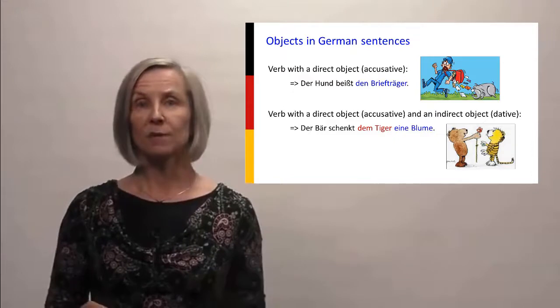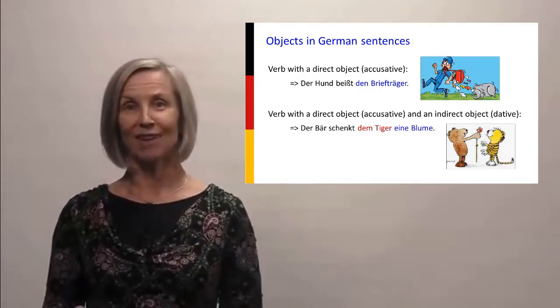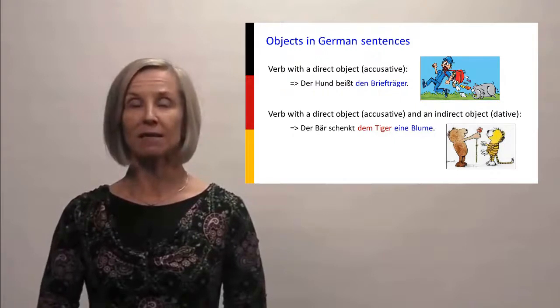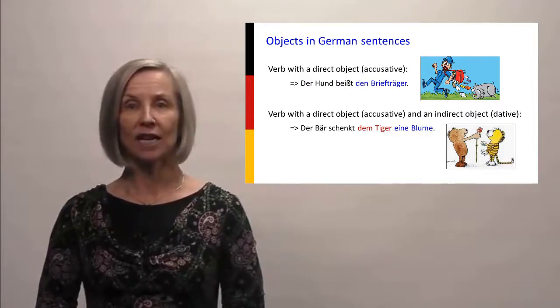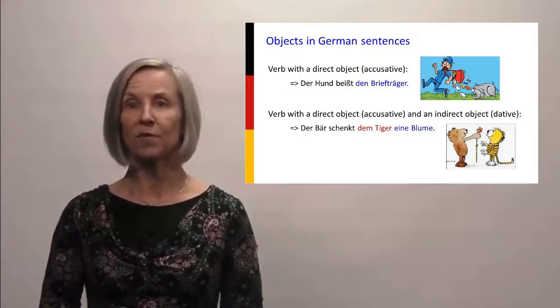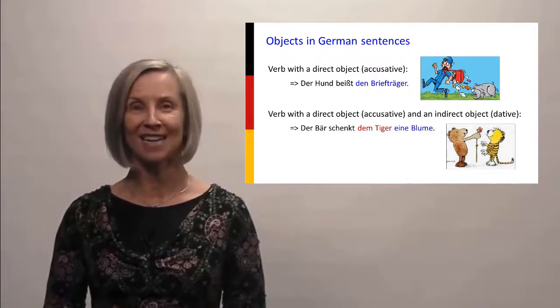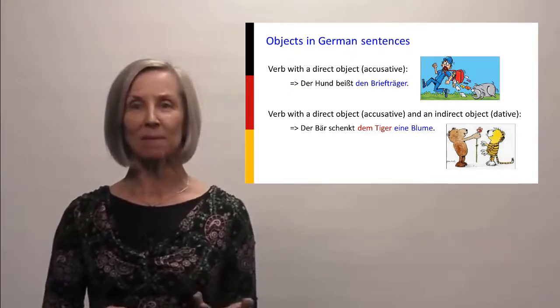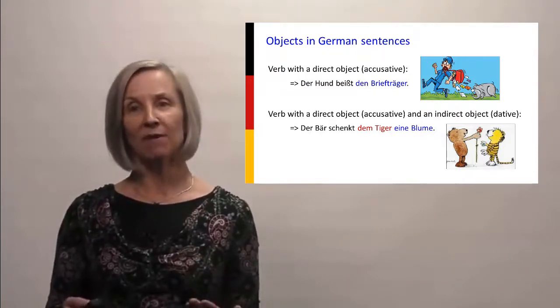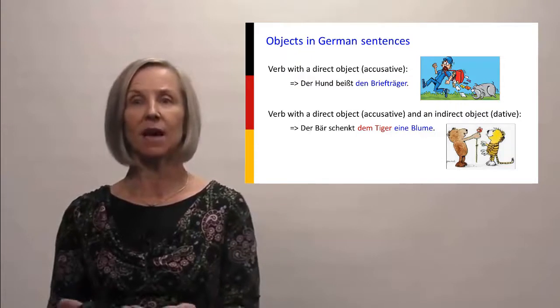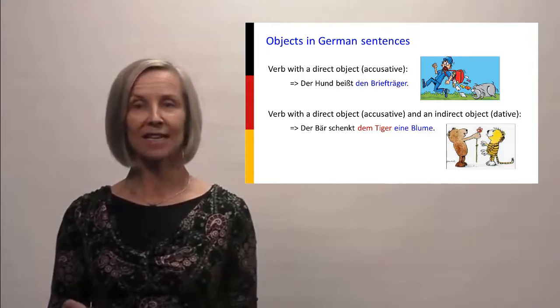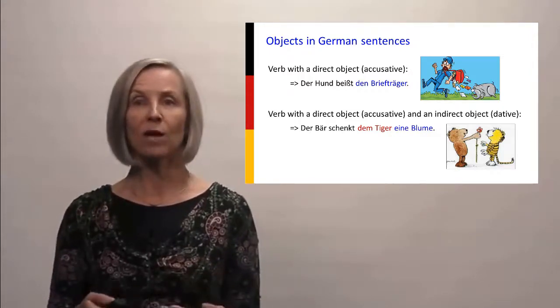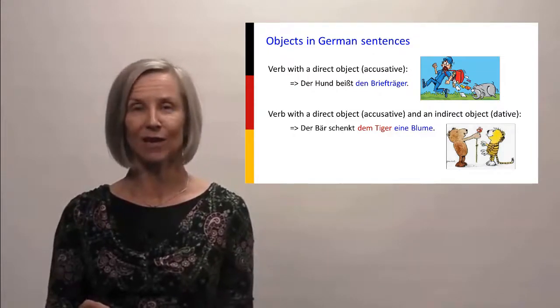There are also in German verbs that take both a direct object, accusative, and an indirect object, which will always be in the dative case. The example I'll work with today is this one here. Der Bär schenkt dem Tiger eine Blume. This is from a famous German children's story, Der kleine Bär und der kleine Tiger. And so what we have in the picture, you can see that the bear is giving the tiger a flower. And after I've taught you the dative forms of the definite and indefinite articles, I'll talk you through how we can work out that it's the tiger that is the indirect object and a flower that is the direct object.